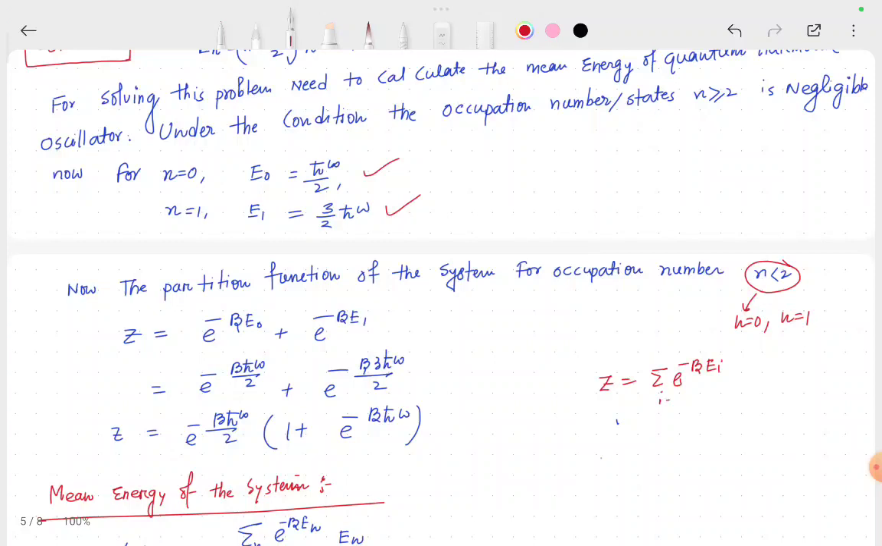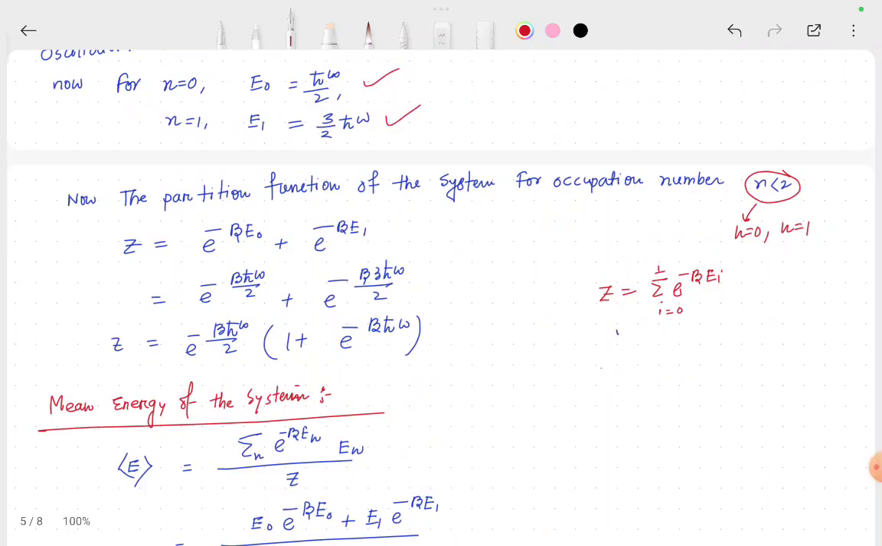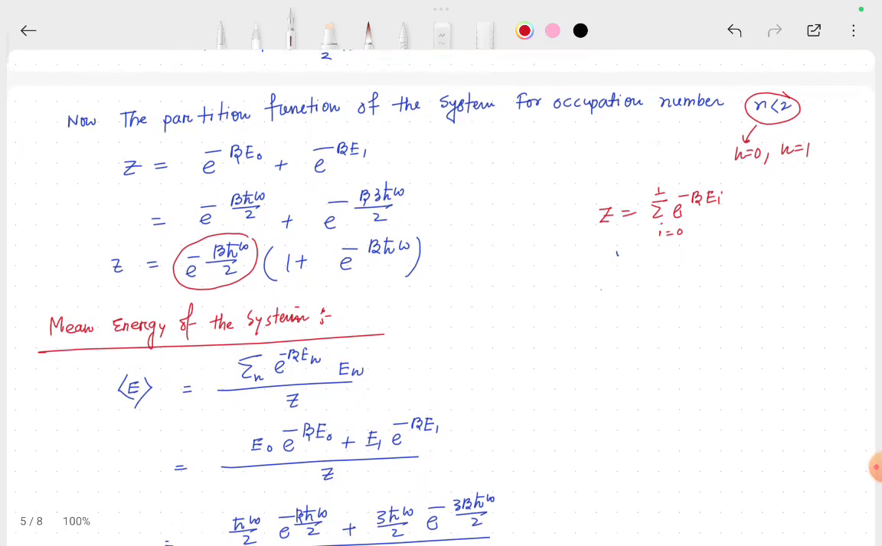Here i goes from 0 to 1. So e to the power minus beta e0 plus e to the power minus beta e1. Let's substitute the values of e0 and e1, and take a common factor e to the power minus beta h cut omega upon 2, so it equals 1 plus e to the power minus beta h cut omega. Okay, this is the partition function of the system.